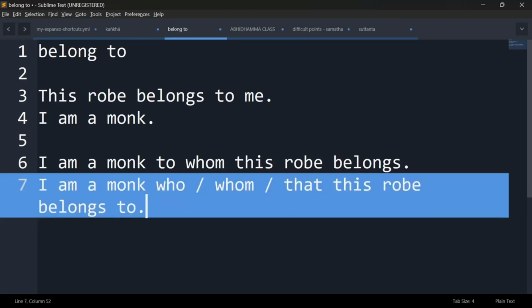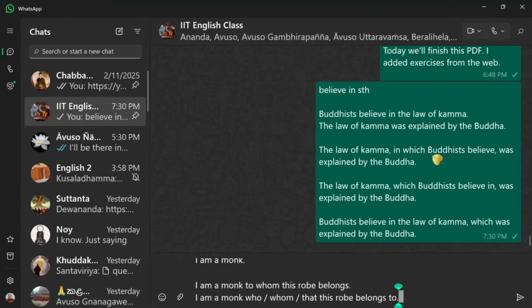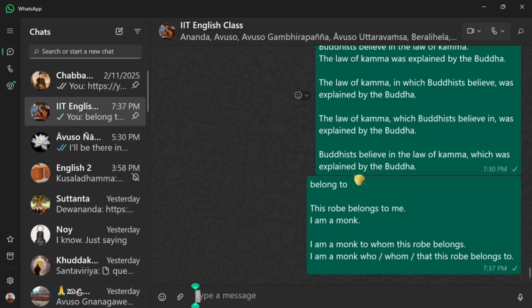I am a monk who this robe belongs to, okay? Can you make a sentence more or less like this, with the preposition before the relative pronoun and at the end of the relative clause?